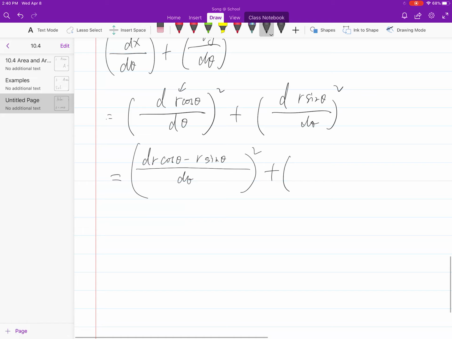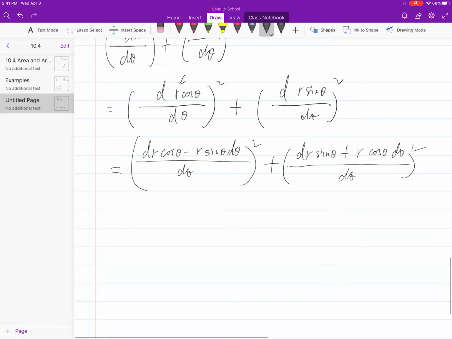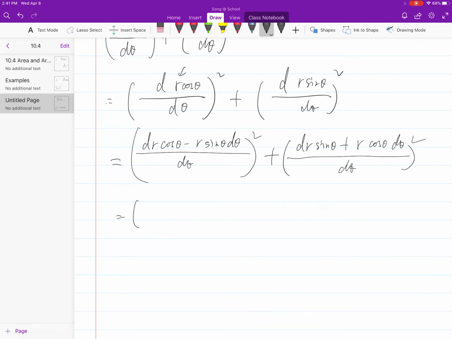Bear with me, it looks complicated, but once we simplify everything, you can see you're going to have a lot of cosine square, sine square to cancel. dr sine theta plus r d sine theta, which is cosine theta, d theta. Oh, forgot about d theta here. Over d theta squared. Simplify further, we have the derivative of r with respect to theta minus r sine theta, d theta cancel, squared, plus dr over d theta, which is the derivative of r, plus r cosine theta squared.